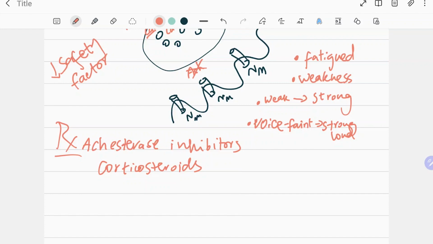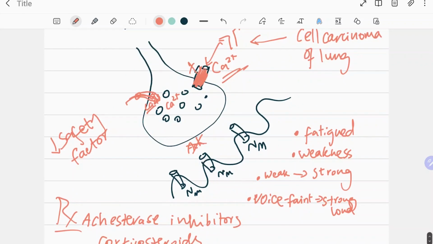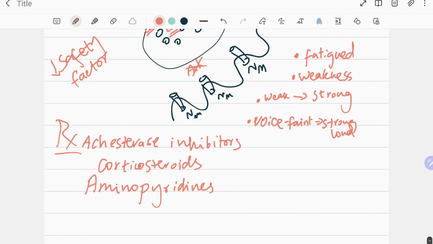And also there's a class of drugs called aminopyridines that are able to increase the amount of calcium that enter into the presynaptic membranes. So they cause more accumulation of calcium. So this calcium accumulation helps in the release of more quanta. So you're sort of trying to release enough number of vesicles and overcome any paralysis and weakness that exists over here. So that's your Eaton-Lambert syndrome.